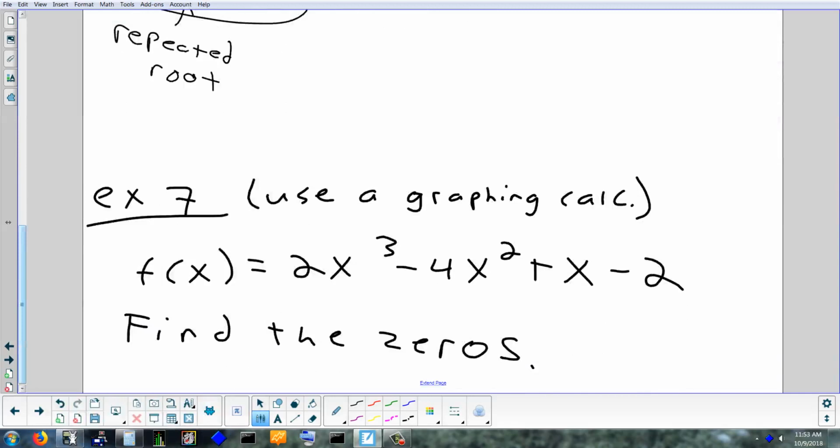Usually if I have you find the roots on a calculator, it's because it won't factor by grouping. It won't come out nice. So you need a calculator to do it. Any questions on that?